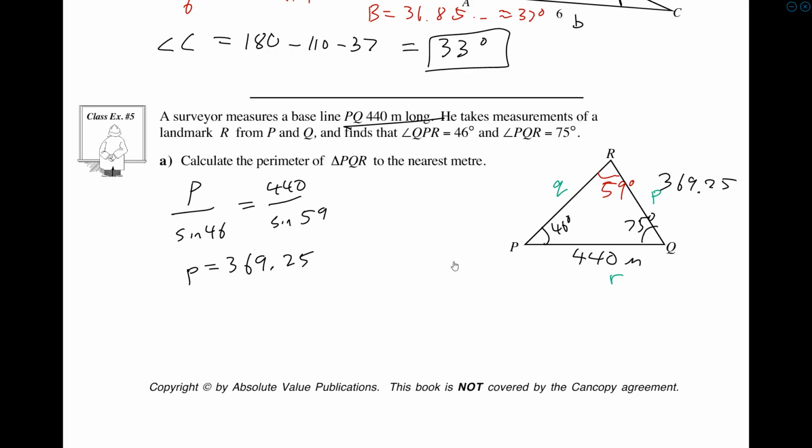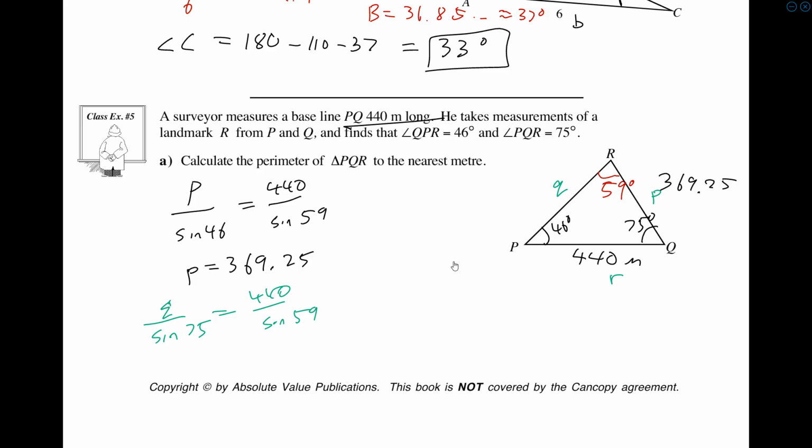Okay, someone help me set up Q. How am I going to find Q? This is not a right triangle. Q over sine 75 equals 440 over sine 59. Oh yeah, okay. So do the same thing.